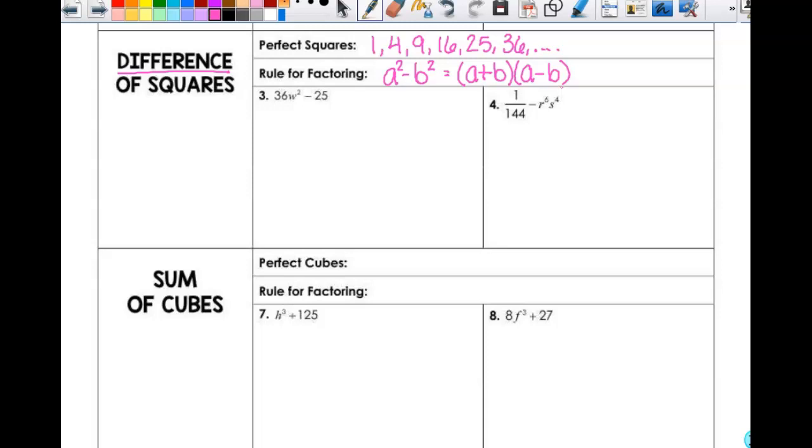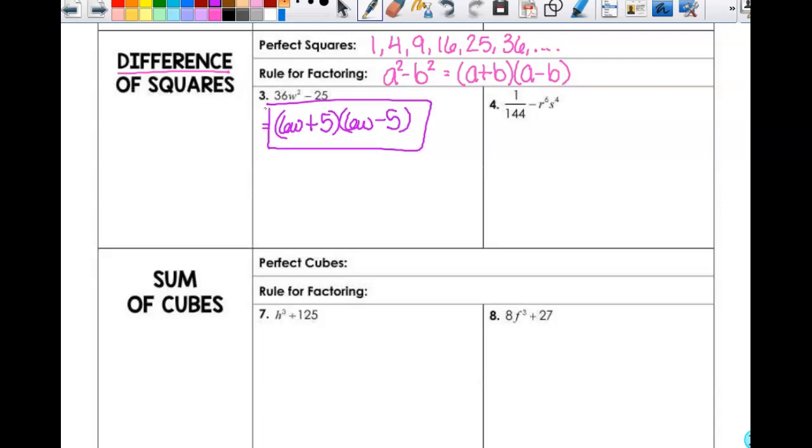So when I look at number 3 here, I've got a perfect square and a perfect square, so I know that this is going to give me two binomials. And then I take the square root of 36w squared, that's going to give me 6w. And the square root of 25 is going to give me 5, so I get 6w plus 5 and 6w minus 5. And I'm done.